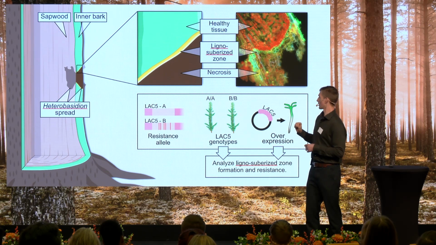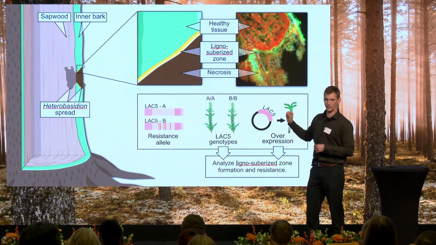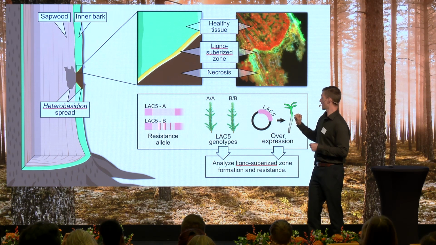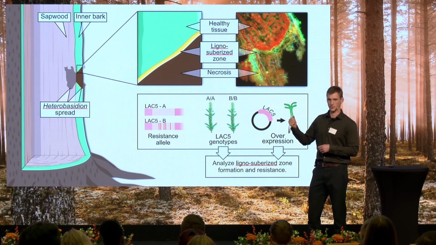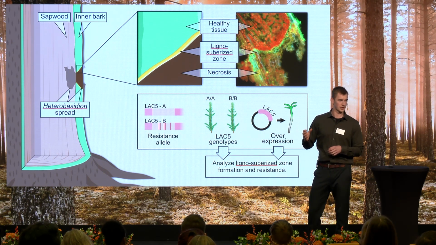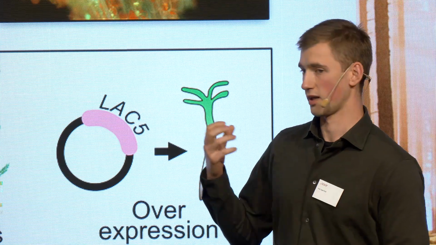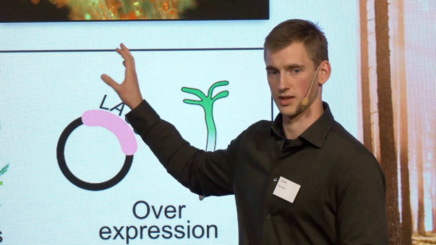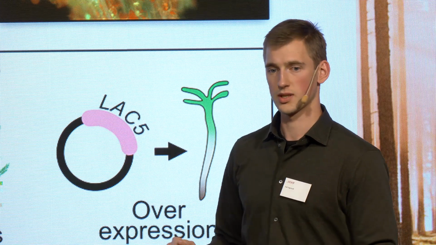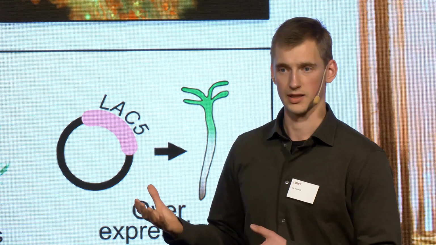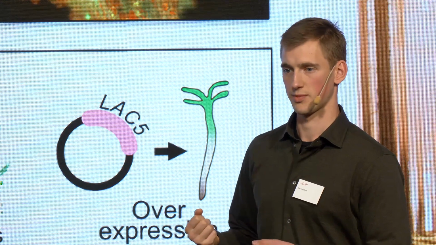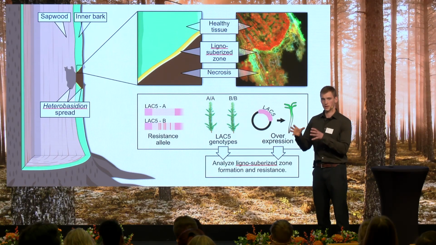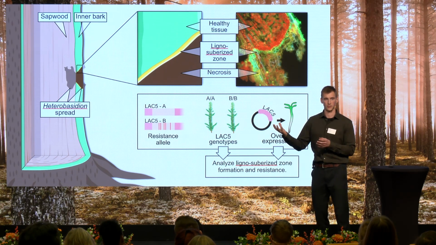One of these genes is called LAC5, or in short, LAC5. And this gene we know is associated with resistance to these pathogens. We know that it becomes very active when the tree is attacked by Heterobasidion, and we know that it's involved in lignification. And lignification is something that takes place during formation of this ligno-suberized zone. And recently, we have discovered a rare variant of LAC5 that enhances resistance towards these pathogens. But now we want to pin down the role of LAC5 and understand what makes this resistance variant special.